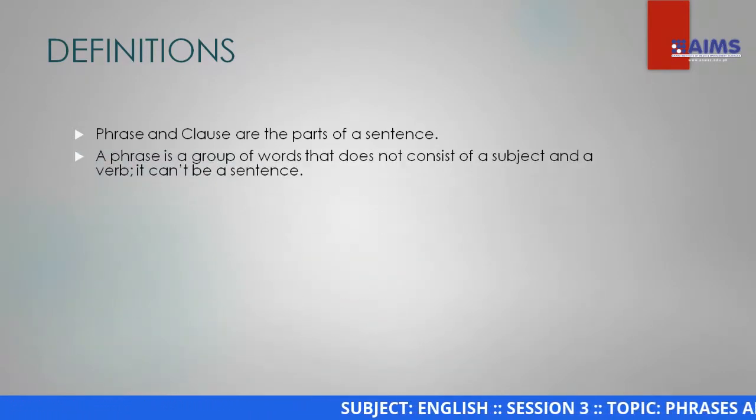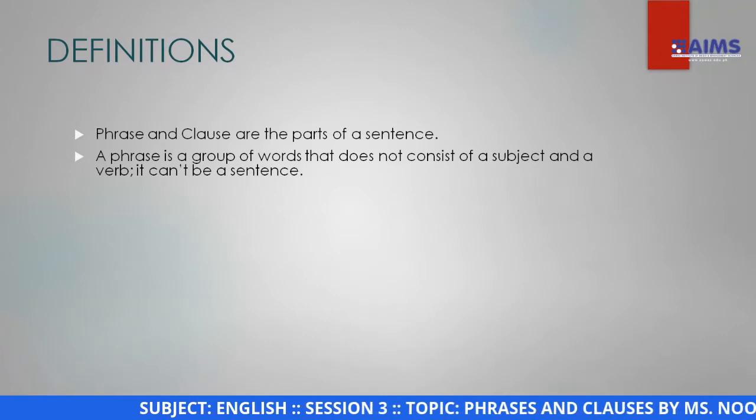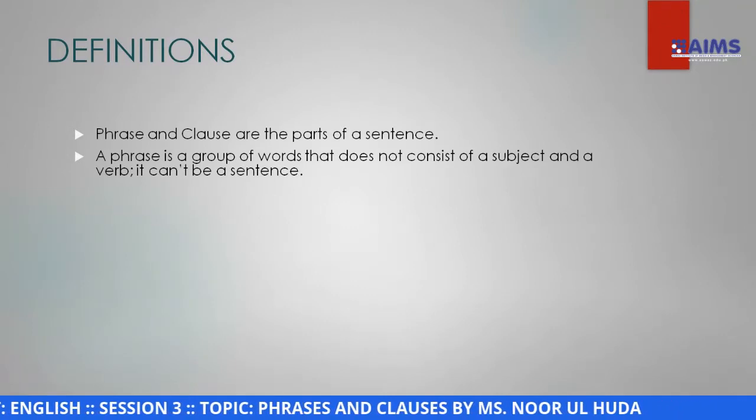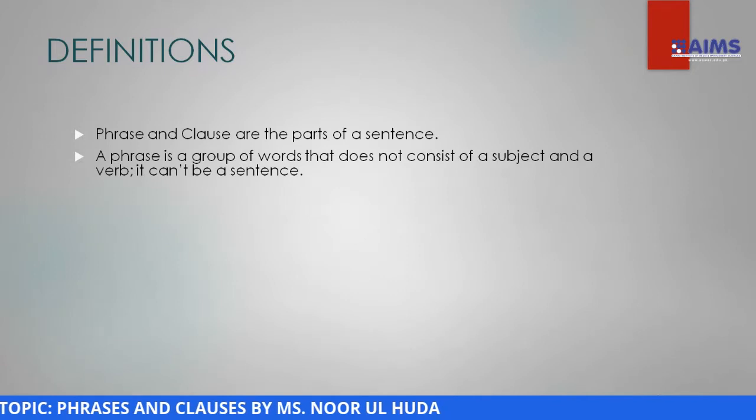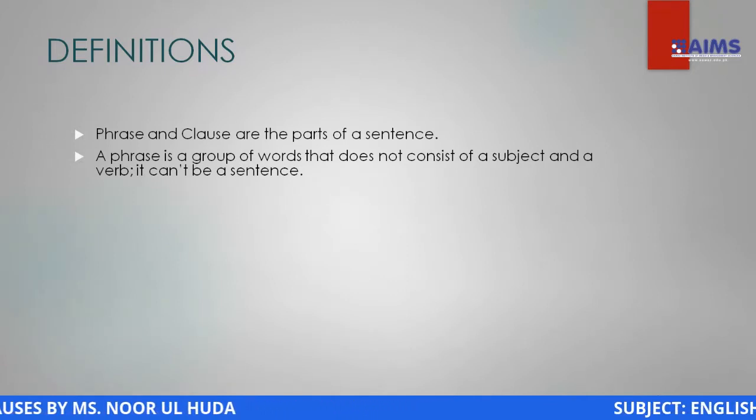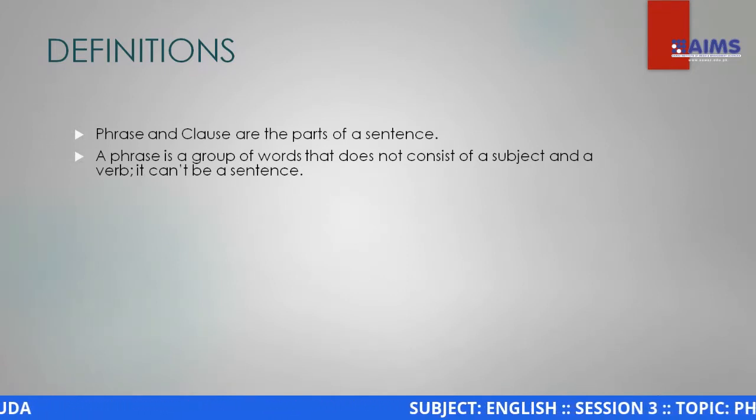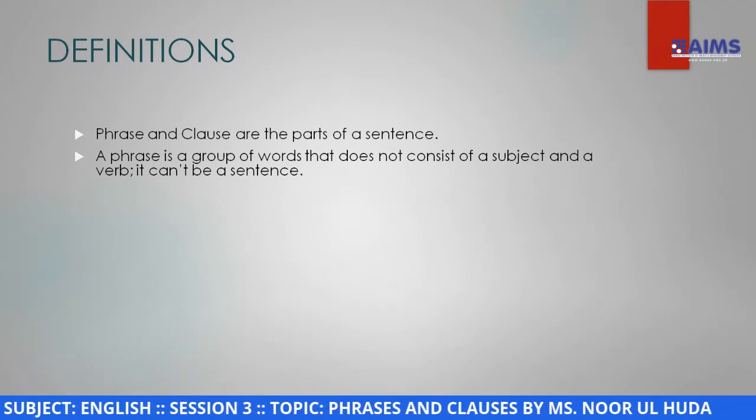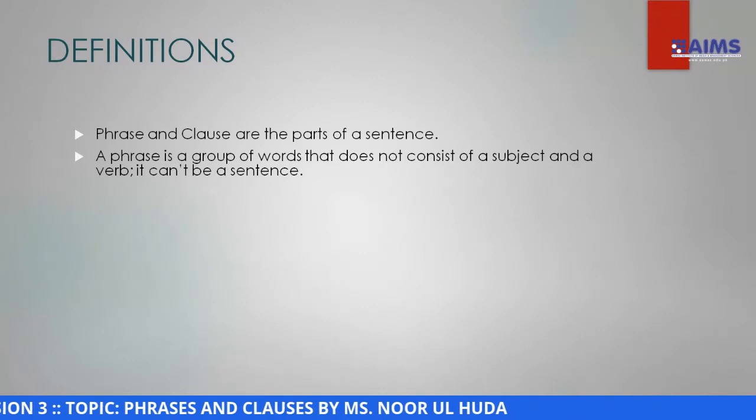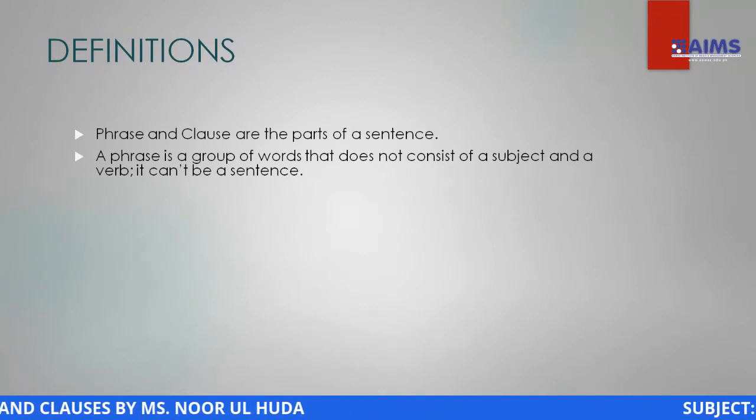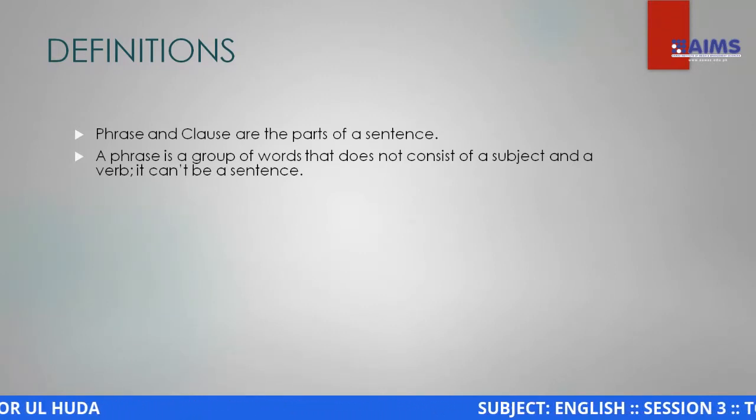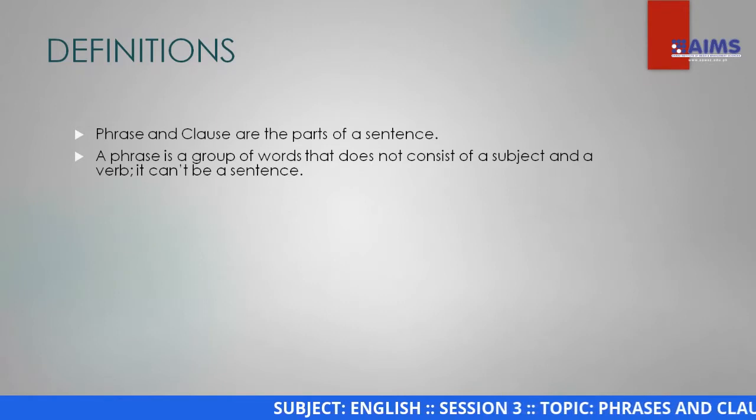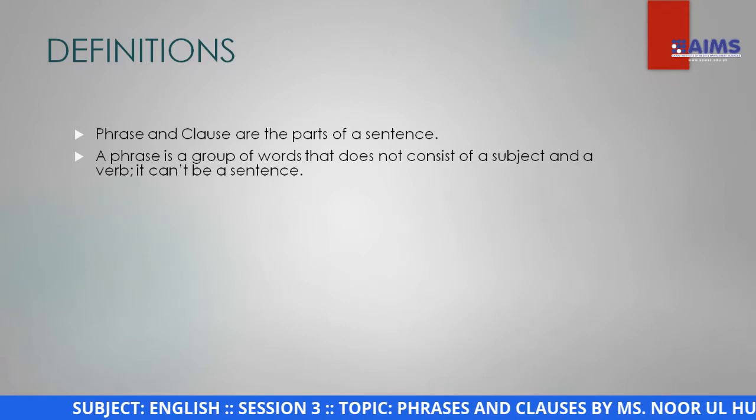Phrase. A phrase is a group of words that does not consist of a subject and a verb. What does it mean? It means a phrase is not a combination of words which can contain both a subject and a verb at the same time. That is why it can't be a sentence. It cannot stand alone. It cannot give the whole meaning to the combination of the words.